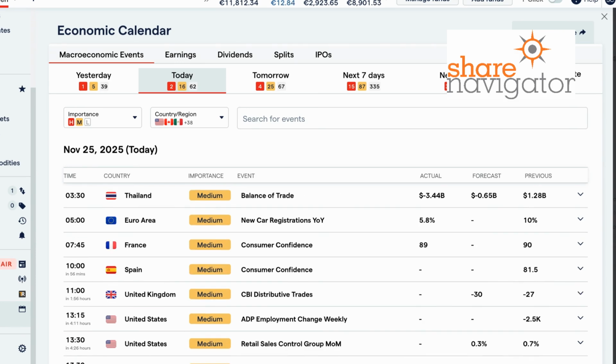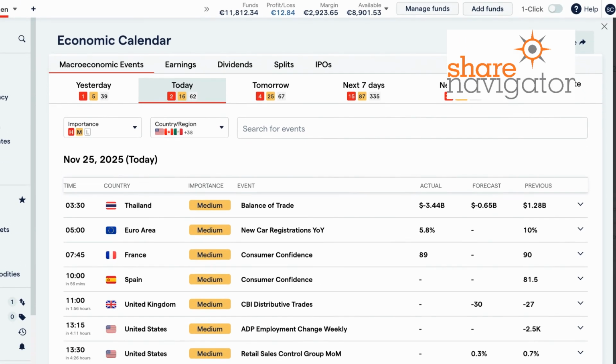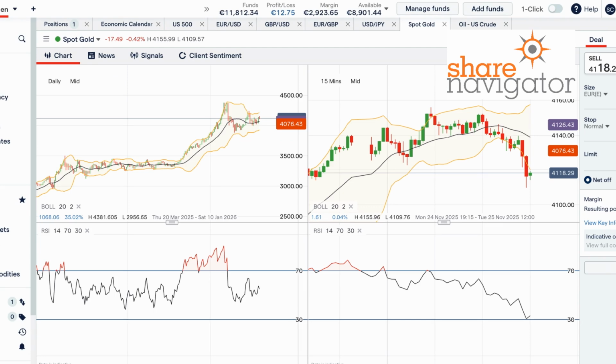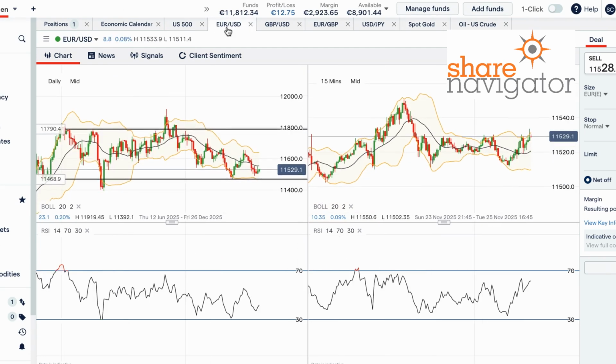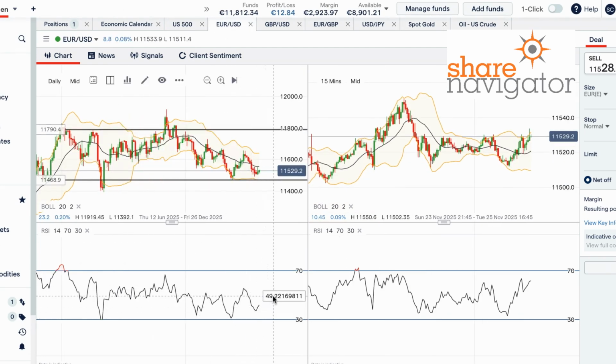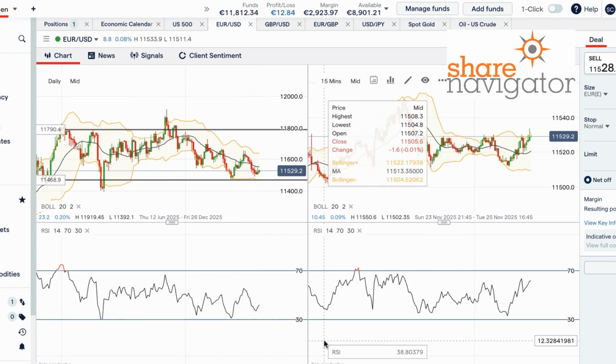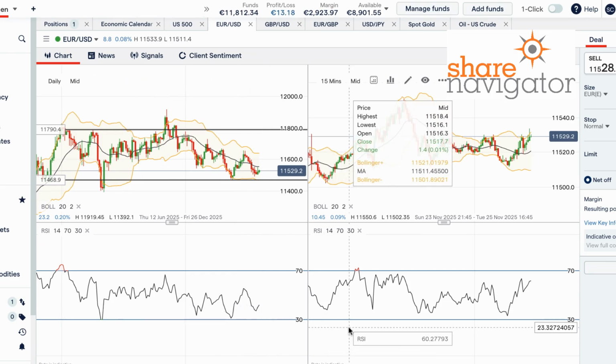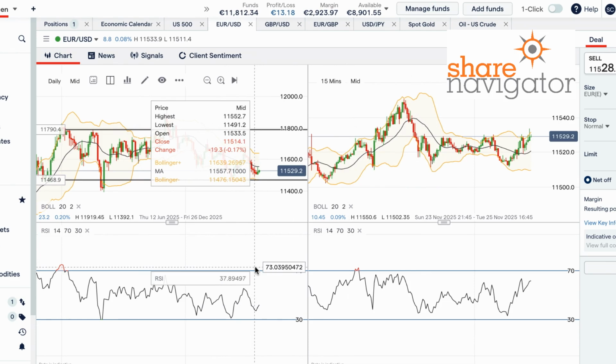Moving on then to the currencies that we've been watching. Again, applying our strategy, we use RSI. Typically when RSI is below 30, we're looking to go long, and when it's above 70, we're looking to go short. But there are other parameters on it.